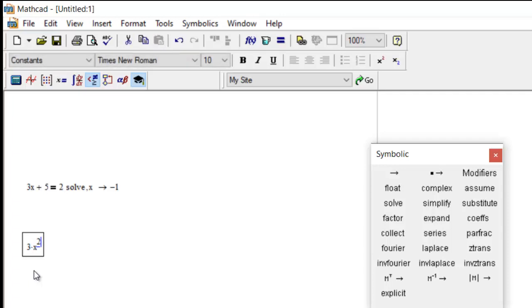Always remember to save your work. You can revisit it anytime or share it with others.